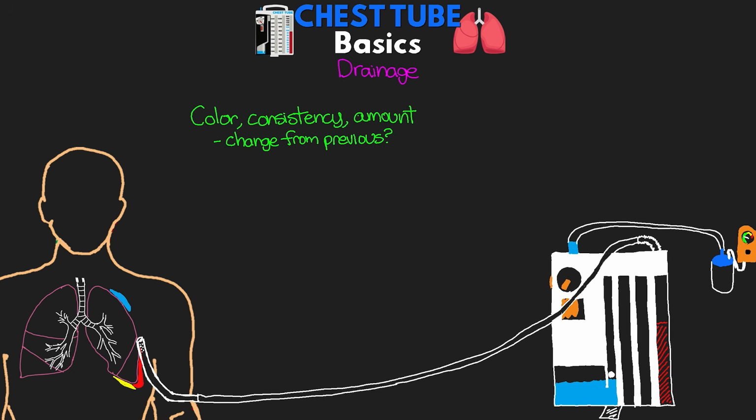But if it's actually going the other way, and let's say we have something like frank blood, that's obviously going to be a big change that we're going to need to alert the provider for. And especially if we're having that new frank bloody drainage and it's greater than 100 mLs an hour, this could definitely be something concerning. Also for the chest tube in general, if we're having greater than 200 mLs of drainage per hour, this is again something that we're going to want to keep an eye on, as well as potentially letting the provider know.